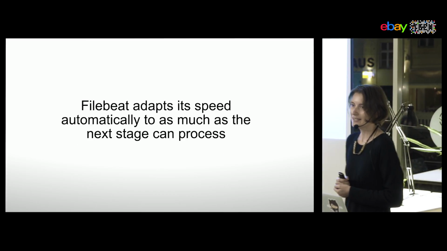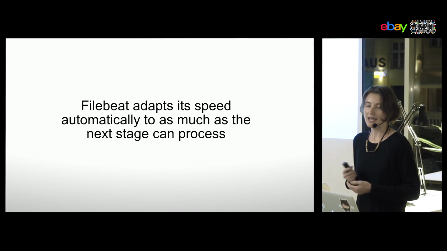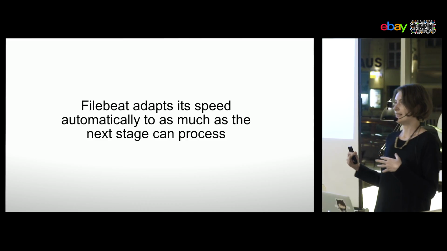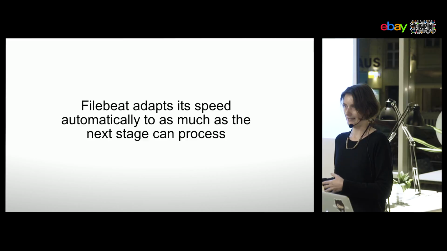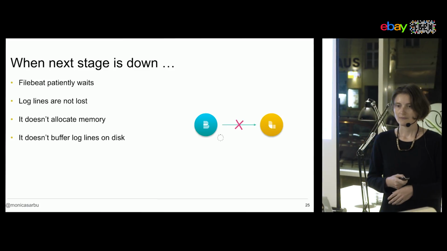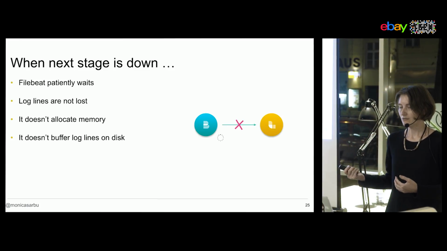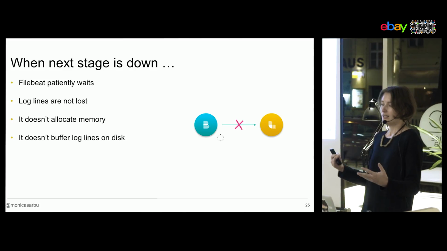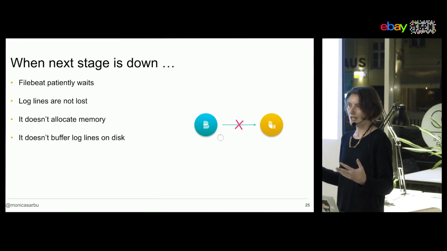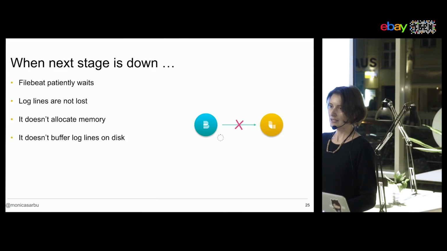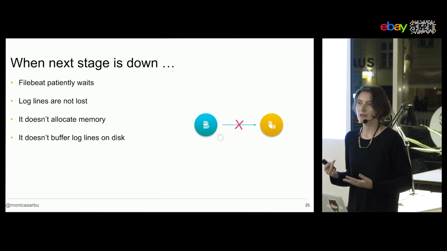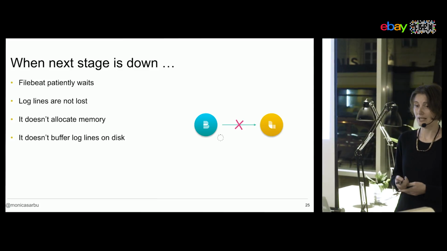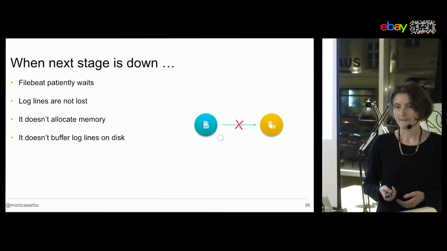So what this means is that Filebeat is able to adapt its speed automatically depending on how fast the next stage can process the data. And if the next stage is down, in this case Logstash, then Filebeat patiently waits, doesn't read any log lines, it doesn't buffer anything on disk, and doesn't allocate memory, it basically waits. So in this case, the log lines are not lost.